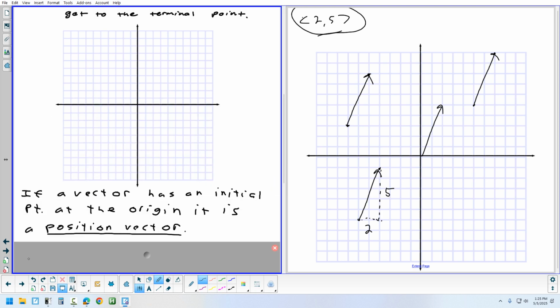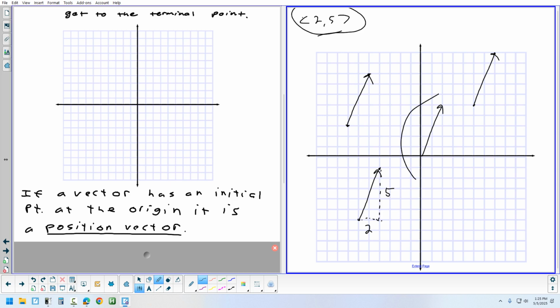If a vector starts at the origin, that's called a position vector. Out of all the different vectors I put up here, that's the most common place to start from. You don't have to. You can start anywhere you want, but that's the most common place.